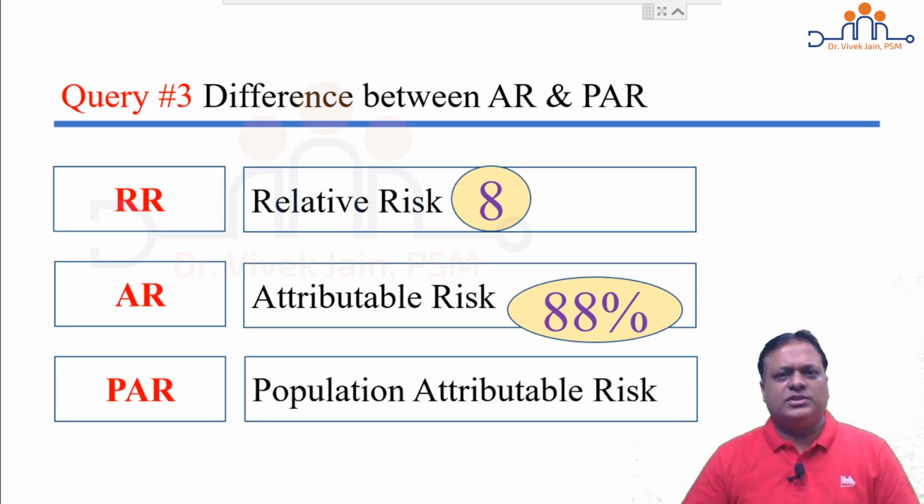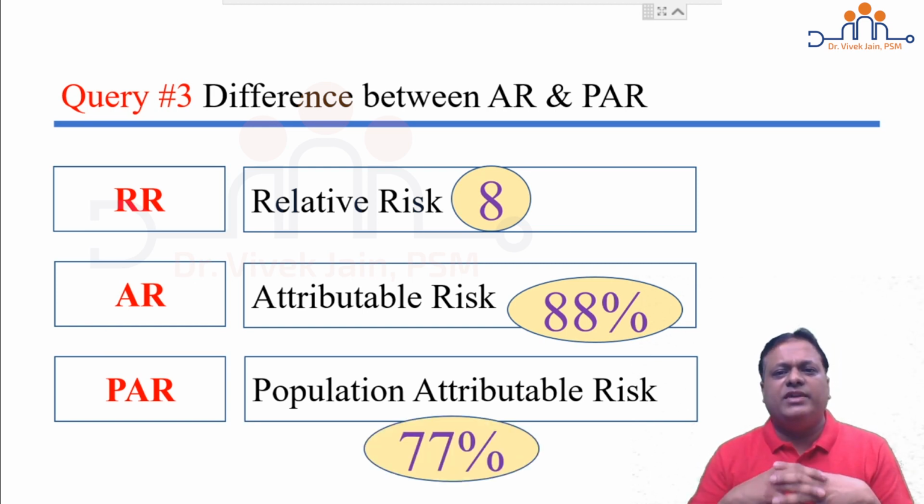Friends, the third strength of association you can calculate in a cohort study is PAR, population attributable risk, which is given by the formula incidence in total minus incidence in non-exposed, upon incidence in total, into 100. Now suppose this comes to 77%. Now friends, what is the meaning of population attributable risk? If the risk factor under study is modified or eliminated, how much annual reduction of incidence of disease will occur in the population? Friends, you have to understand and remember the interpretation of population attributable risk very carefully. This is asked in your exams.